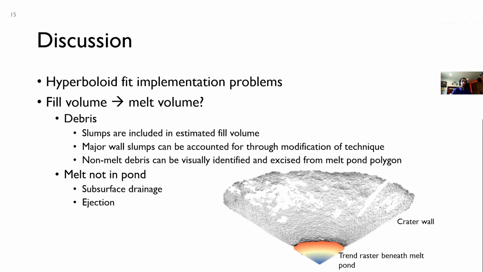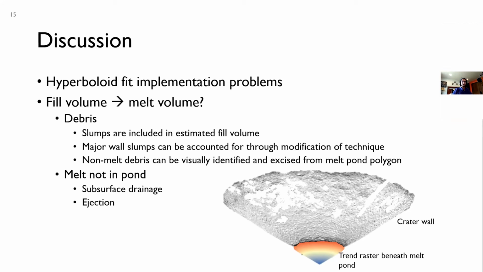Then also it's important to note that we're finding melt pond fill volumes, but that might not necessarily be very representative of the melt volume, because these melt ponds are also going to include debris that fell in from the crater walls. They might contain major wall slumps, but a savvy user could just draw the polygons to avoid these major slumps and excise them from the region whose volume we're calculating. And they could do the same for other non-melt debris that isn't wall slumps. Nevertheless, that'll interfere with your volume estimates.